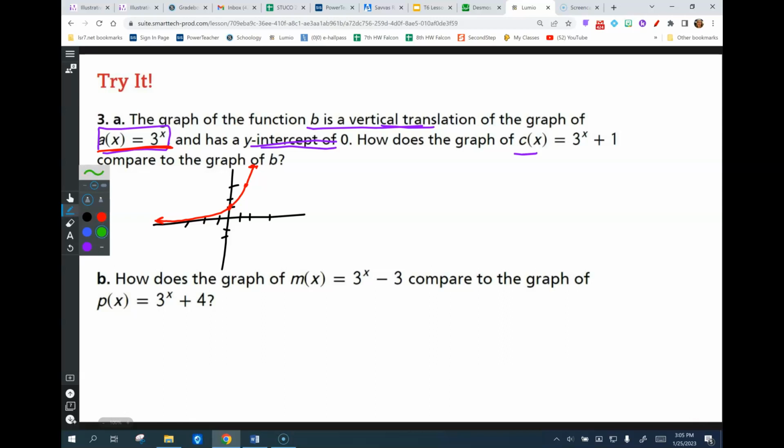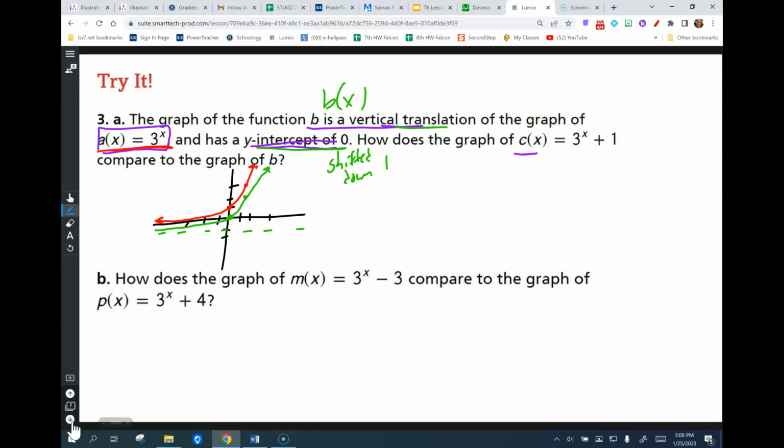Then it says that b of x has a vertical translation and the y-intercept happens to be 0. So here's my y-intercept. So what happened? It shifted down 1. So then that means my asymptote also shifted down 1. So my graph looks like this. Now that means that whenever 1 was, that's going to shift also. So my graph now looks like that.